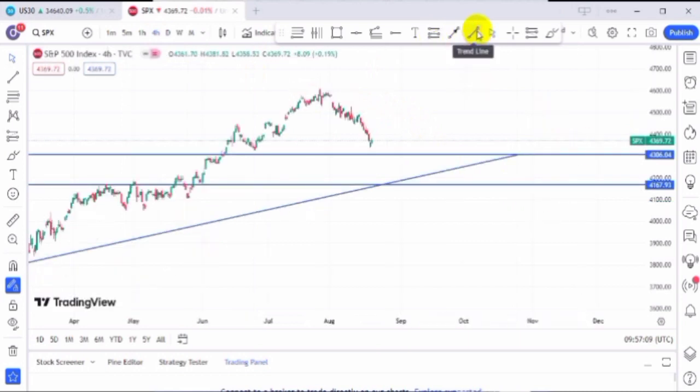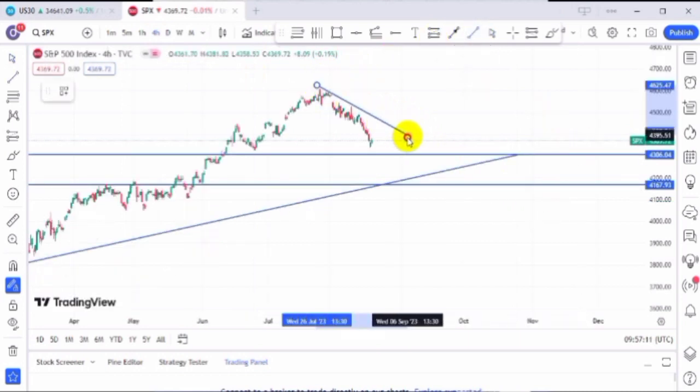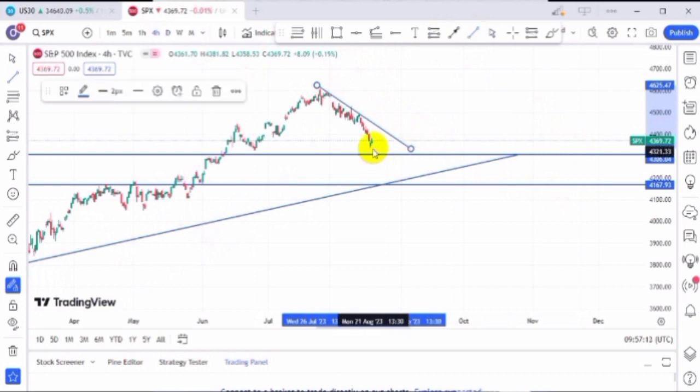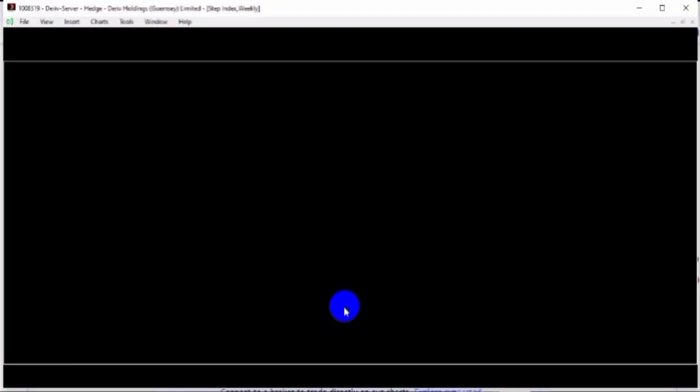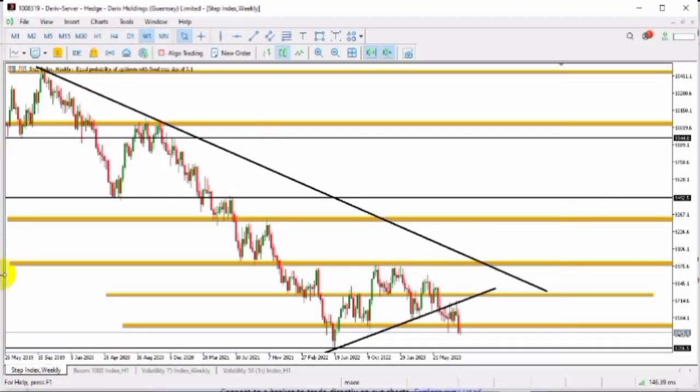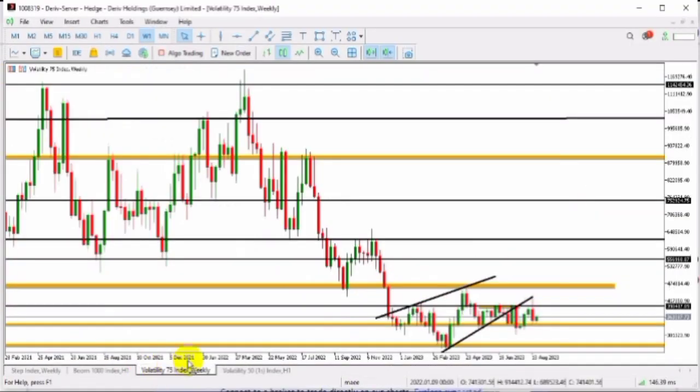Okay. So let me just put my counter trend line like so, and allow it to come break before I enter. So let's go straight to synthetic indices, V75 and step index.